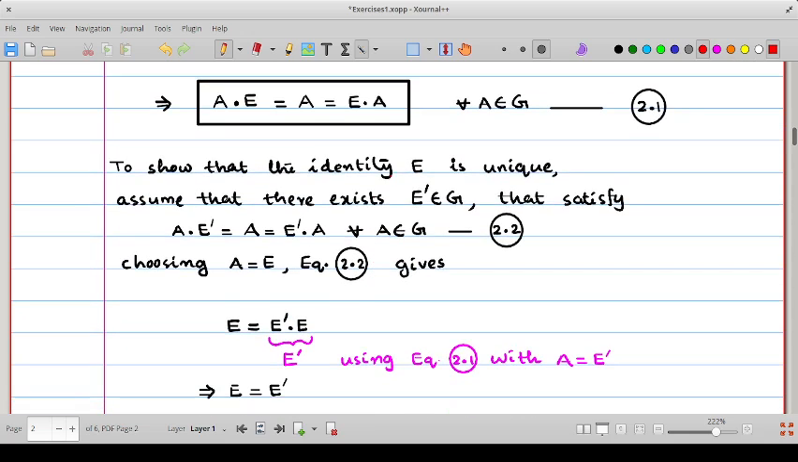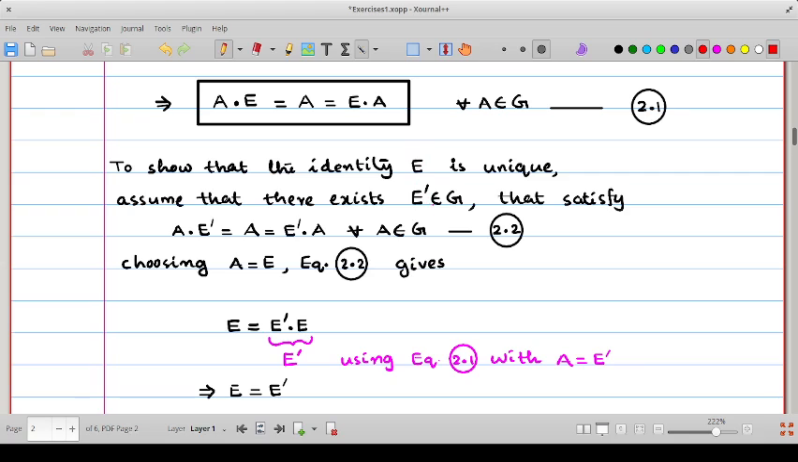We now show that the identity is unique. So that means there is only one element E in the group that has the property that A dot E equal to A equal to E dot A for all elements A of the group. To show this, we first assume that there exists another element E dash which also has this property, and then following the group properties we will show that this element has to be equal to the element E.